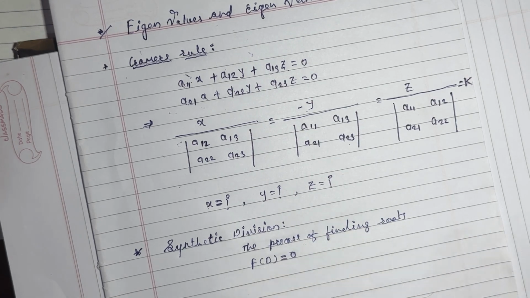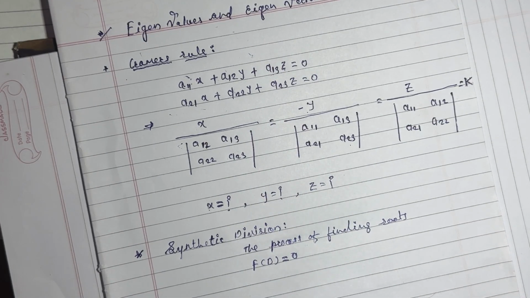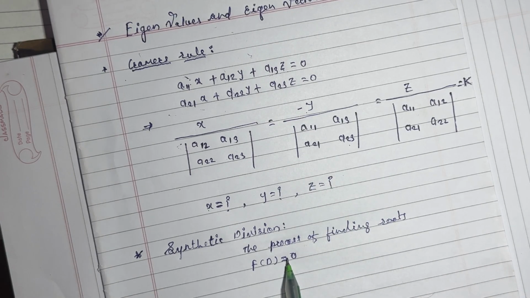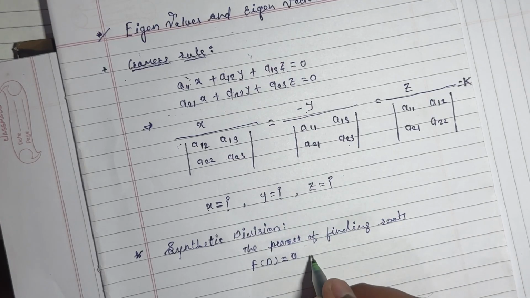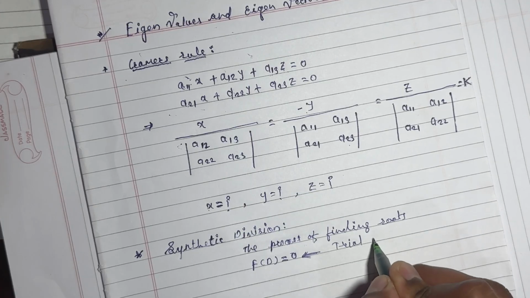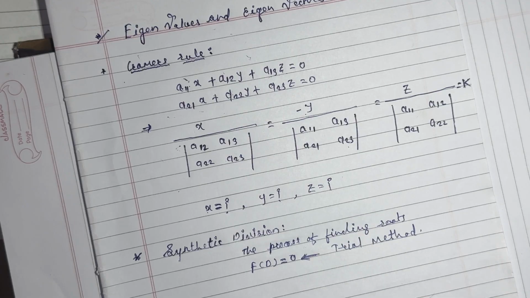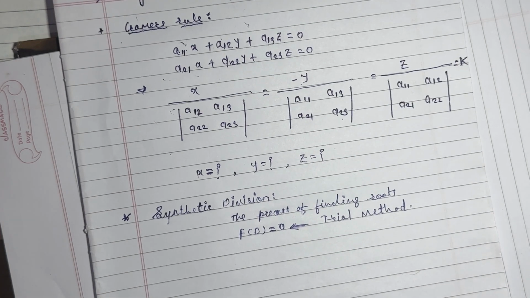Suppose that we have f of d equal to 0 and we want the root of it. Mostly we consider the trial method. For finding the root we use the trial method. Let me explain with one example. We have some properties, but right now I'm not going into them. First of all, understand the example and then I will explain.